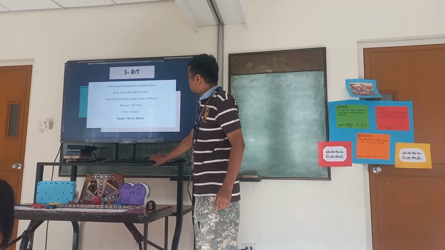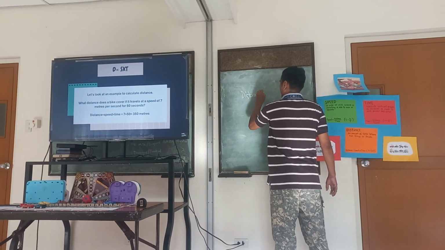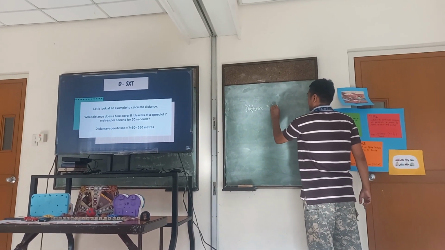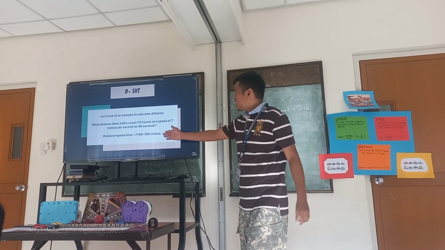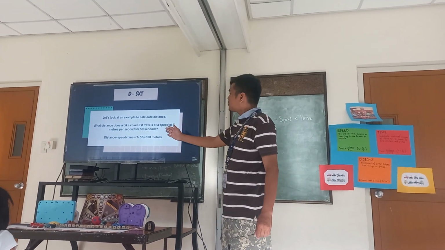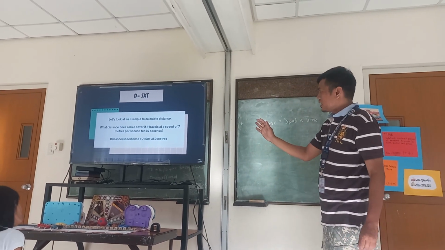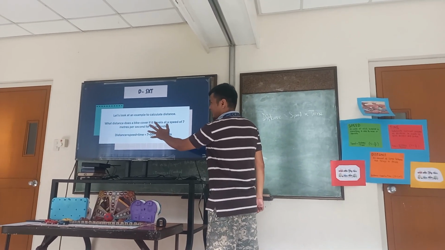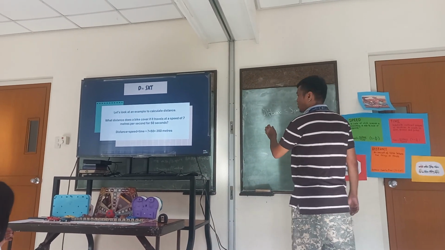Yeah. So, to get the distance, we need to multiply the speed and the time. Okay? So, here is the example. What distance does a bike cover if it travels at a speed of 7 meters per second for 50 seconds? So, i-estimate natin, yung 7, ita-times natin siya dito sa 50 seconds. Okay? Ito siya.